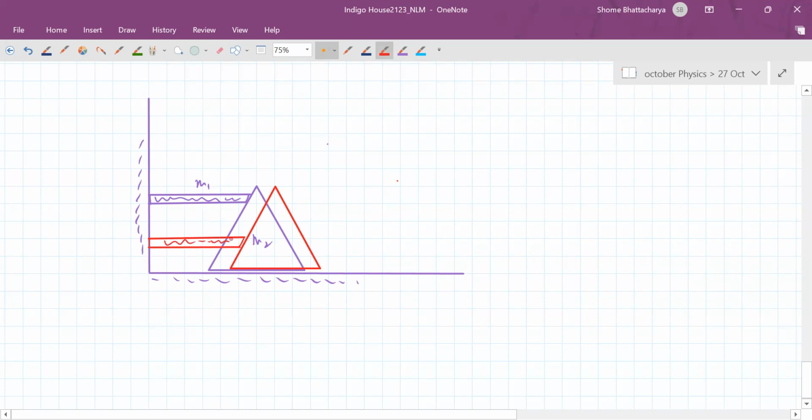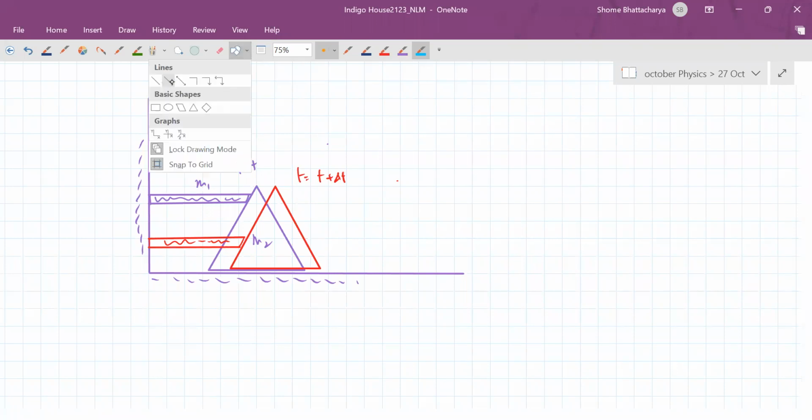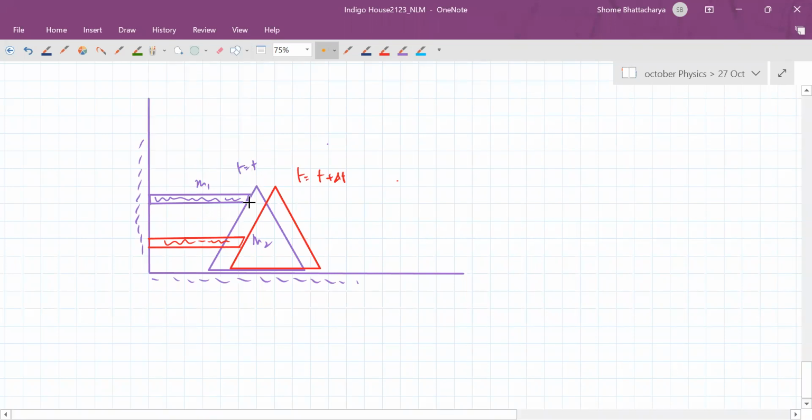So this is the new position of the system after some time delta t, whereas this was the original position of the system at t equal to t. During this time, you can see that the wedge has made a horizontal displacement, which is like this, let's say x, and the rod has made a vertical displacement, which is y, and the relationship between x and y is again to do with theta.